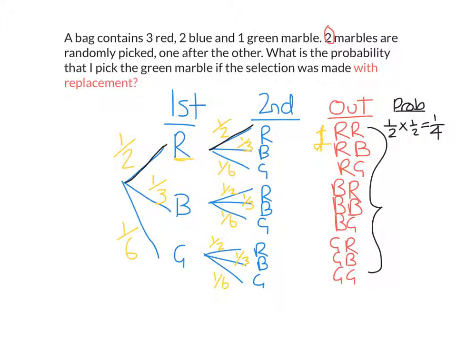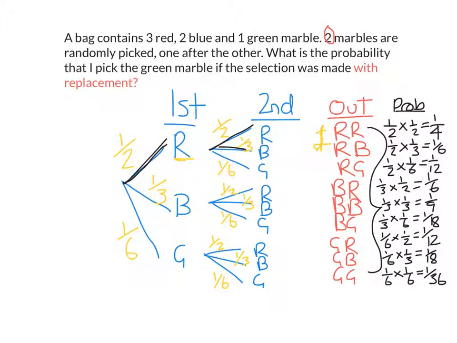And of course, for red-blue, it would be a half times a third, which is a sixth. And then red-green would be a half times a sixth, which is 1/12, and so on. So yes, these probability calculations do take a while. So now I've listed all the probabilities.